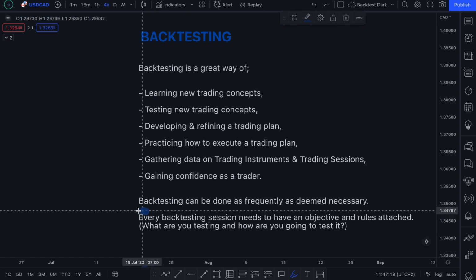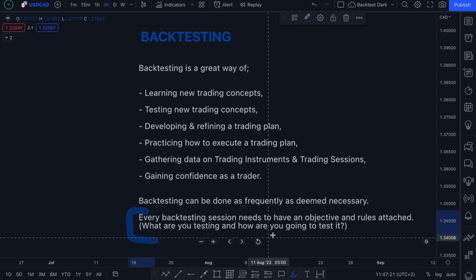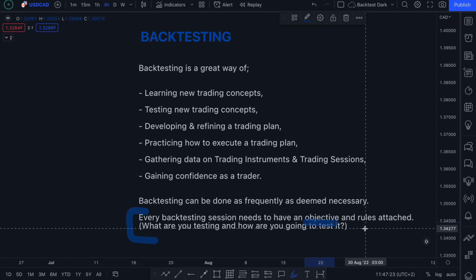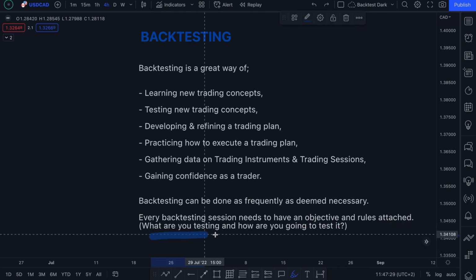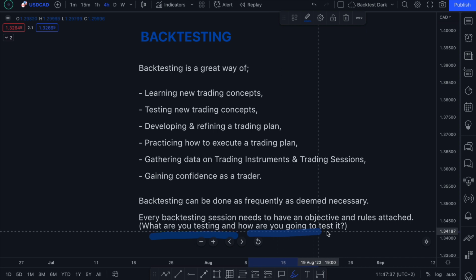Now, every backtesting session needs to have an objective and it needs to have rules attached to it, all right? So some of the questions that you need to be asking yourself is, what are you testing? In our case, we're obviously testing smart money concepts. And the question that you also want to ask is, how are you going to test it?